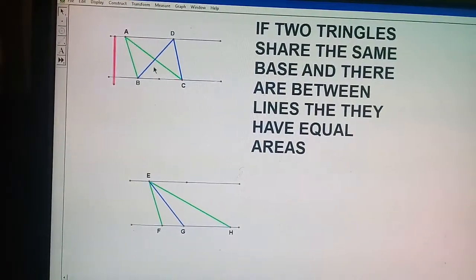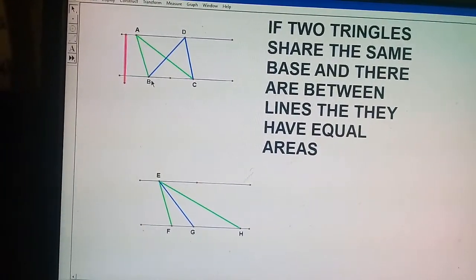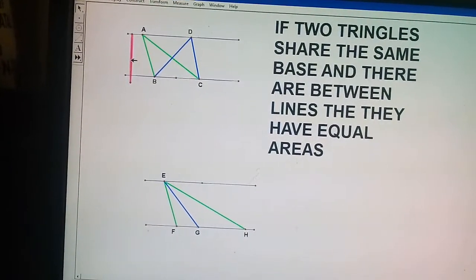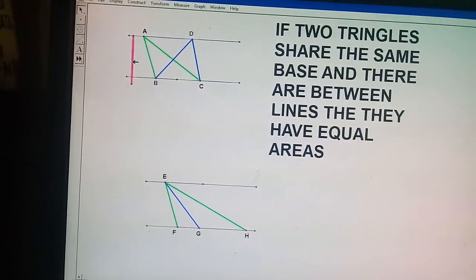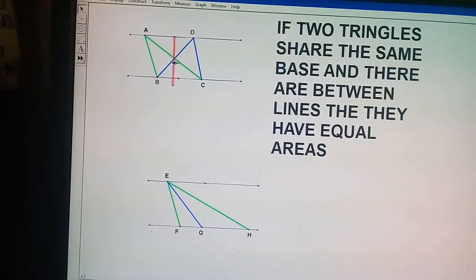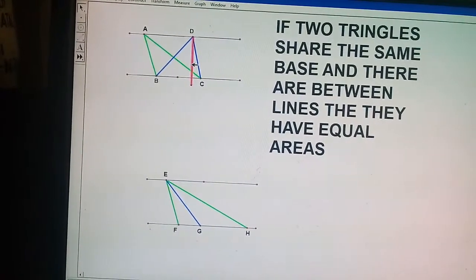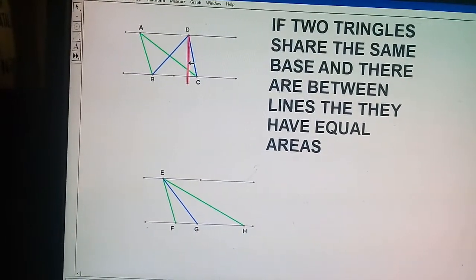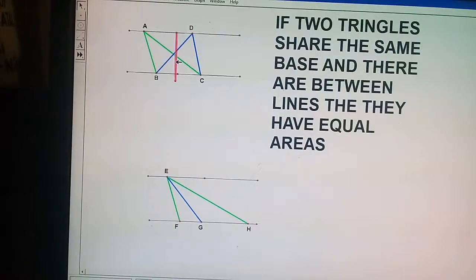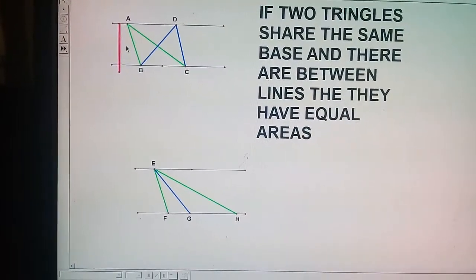Because they are sharing the very same base, which is BC, and what else is common in these triangles? The height, H. If I move the red one along these two parallel lines, we see the distance does not change. They are equal. It means these two triangles, ABC and BCD, have the same height. That's why they have equal area. They have equal height and they share the same base, which is BC.